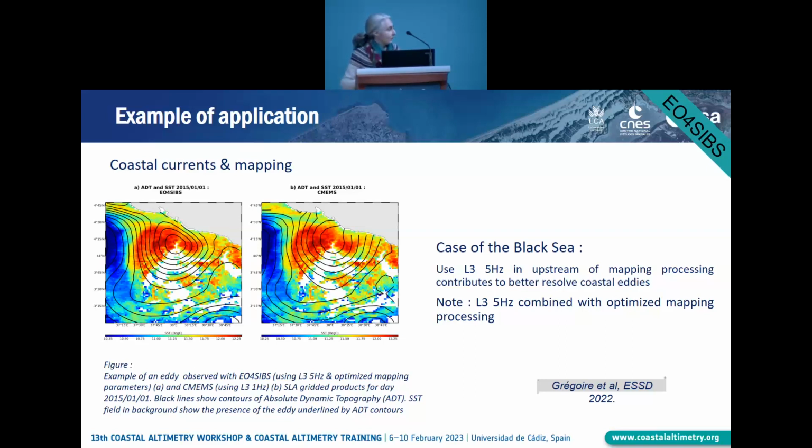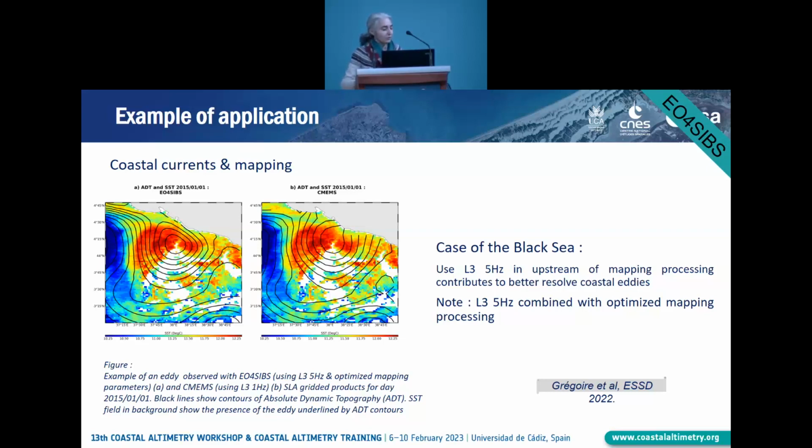The first map shows the result obtained when we are using the 5 Hz level 3 product upstream of the mapping, and the other map is what we obtain when we are using the 1 Hz conventional product. So you clearly see that when we are using the 5 Hz product, we better resolve the eddies near the coast, with a very clear closed contour of absolute dynamic topography. It is not the case when we are using the 1 Hz conventional product.